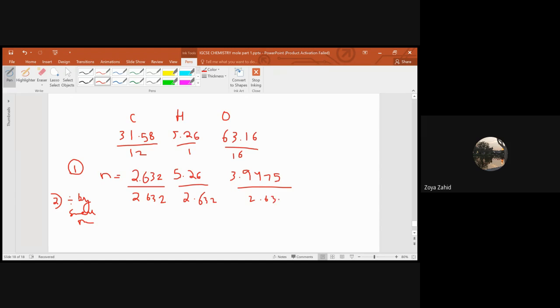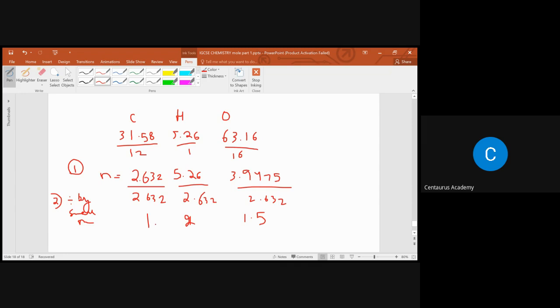1.9 for the first one. For 5.26, this will be 1. This will be 1.9, that is approximately 2. And the next one? 3.95 divided by 2.63 is 1.49. Okay, so this is 1.5 basically.